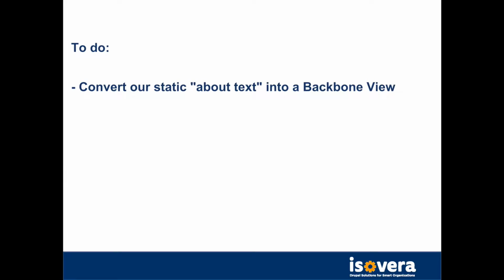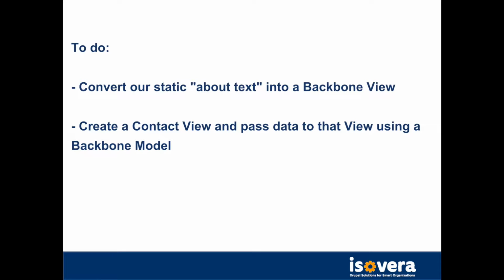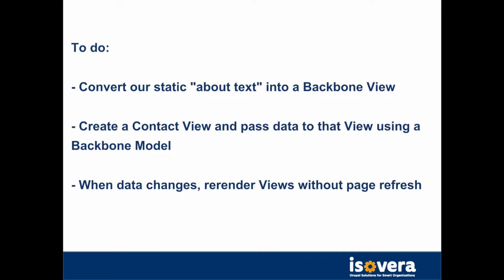Here's a to-do list for us. We're going to start by converting our static about text from the last level into a Backbone view that we can reuse in different places. Then we're going to create a contact view and pass in data to that view using a Backbone model. When that data changes for the contact, we're going to have the DOM automatically update, re-rendering the view without a page refresh.